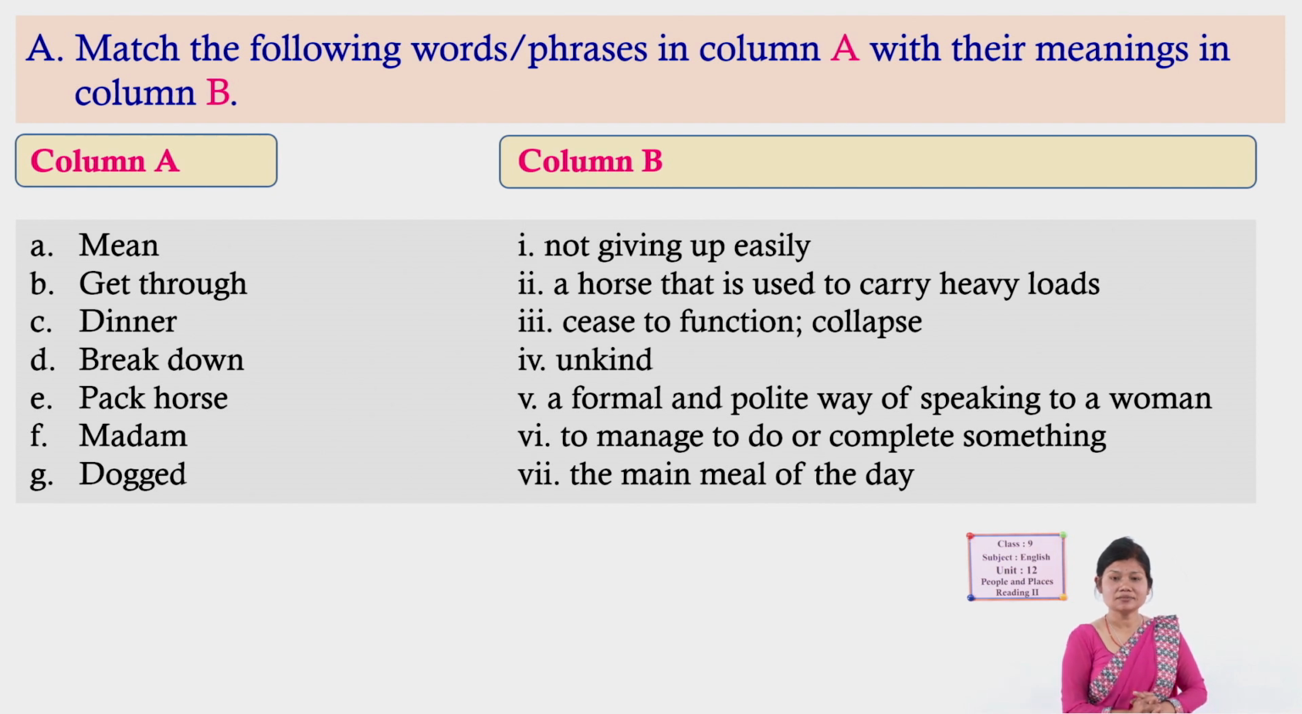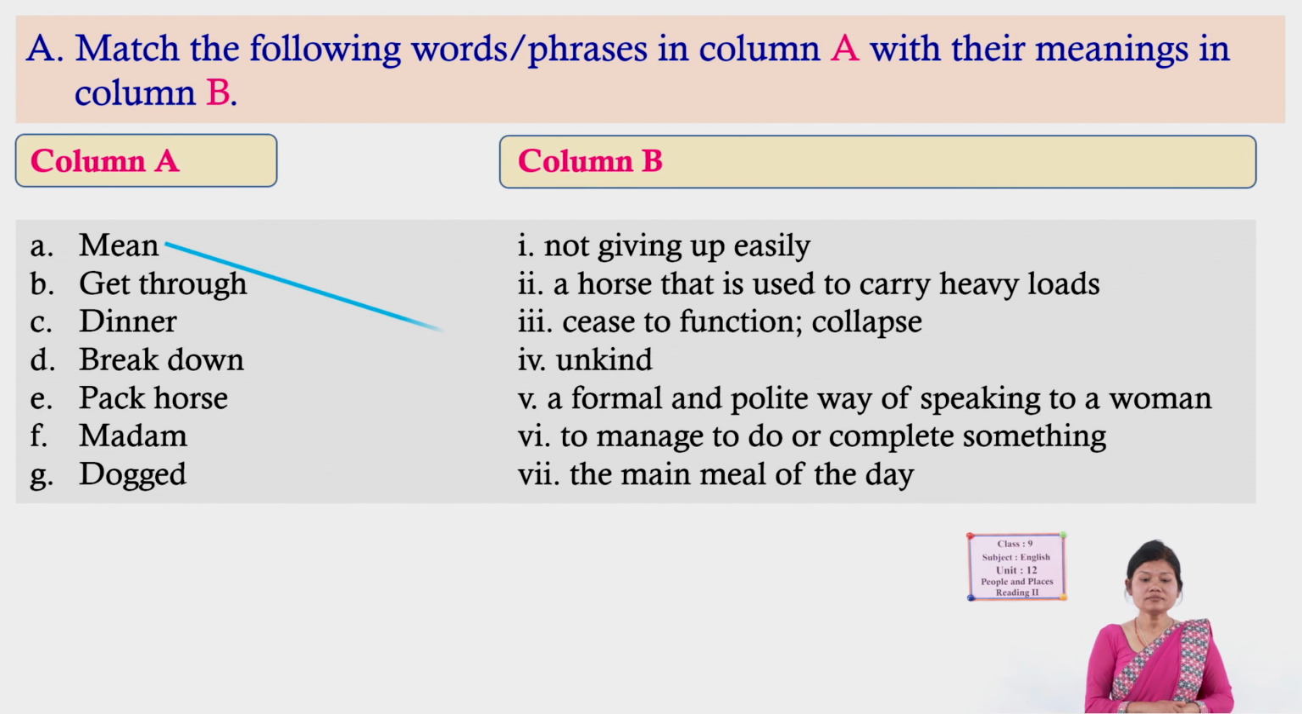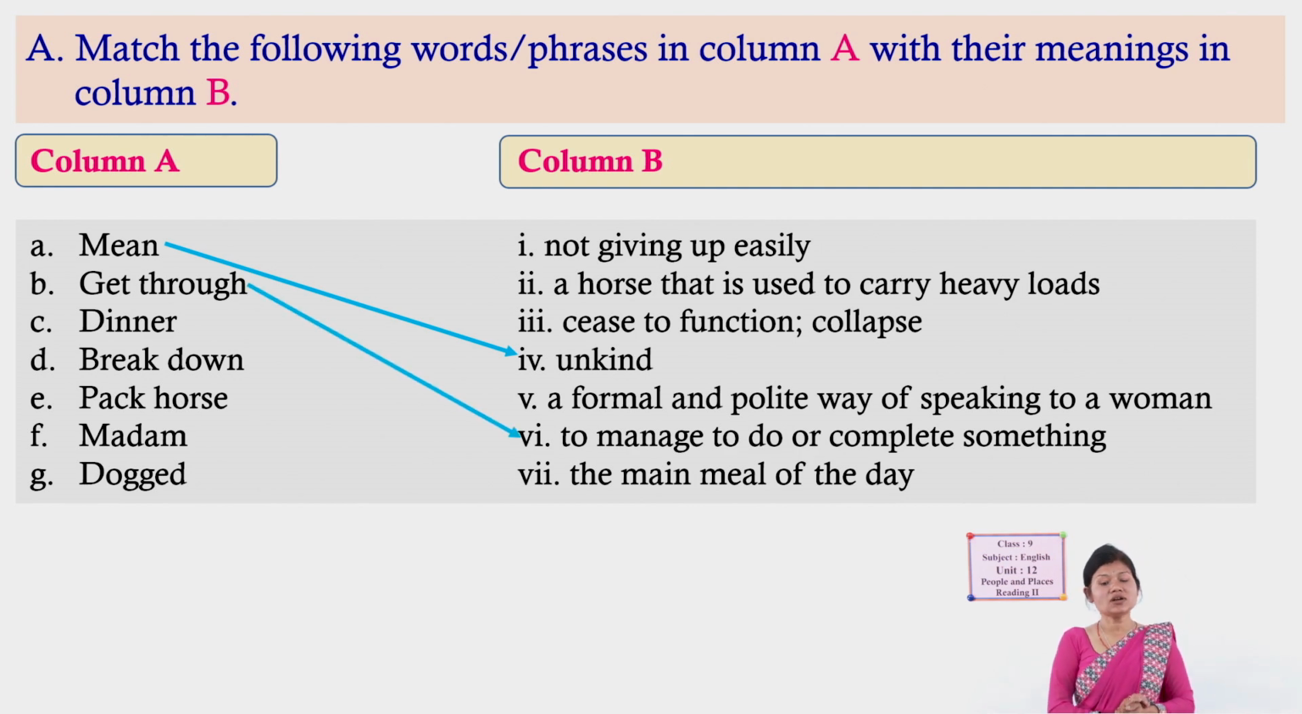So, what is the meaning of mean? Very good, unkind, yes, it is an IV number. B number, get through. So, what is the meaning of this? Get through, this phrase, okay. It means to manage, to do or complete something.